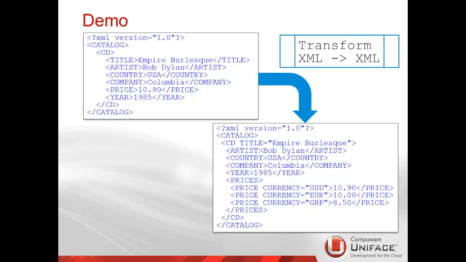First, we will take the element title and convert it to an attribute. Next, we will add a prices element. After this, we will move the current price element to the newly created prices element and make it a child element. Next, we'll add a currency attribute to the price element, and we will assign the value US dollar to it.